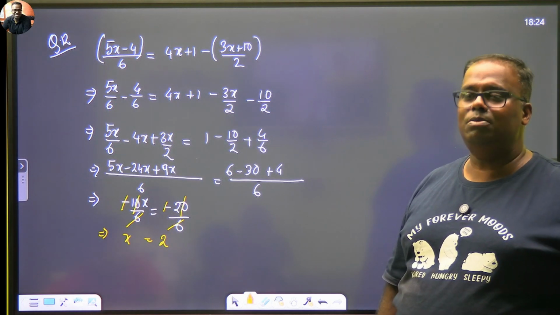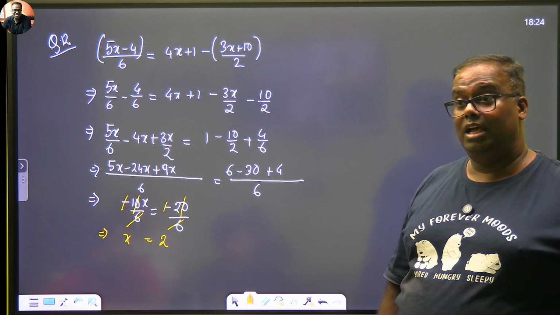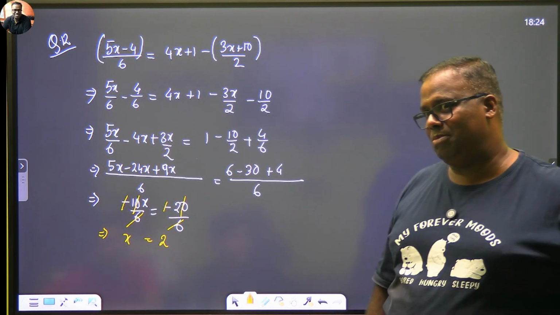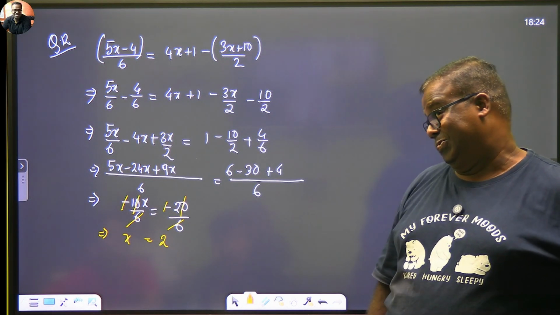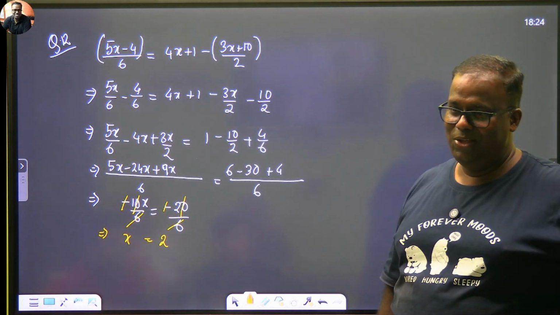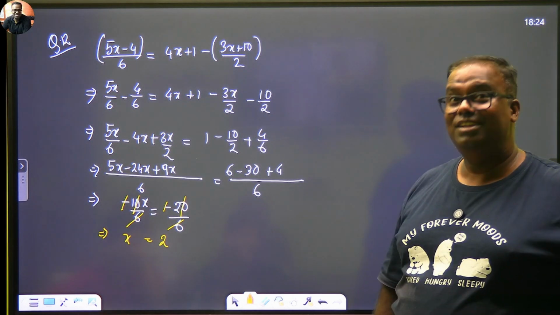There are two types of children, you know. One child who doesn't do maths and is sleeping. Another child who doesn't do maths but is pretending to sleep like this. It is easy to wake up the sleeping child, but very difficult to wake up the child who is pretending to sleep.